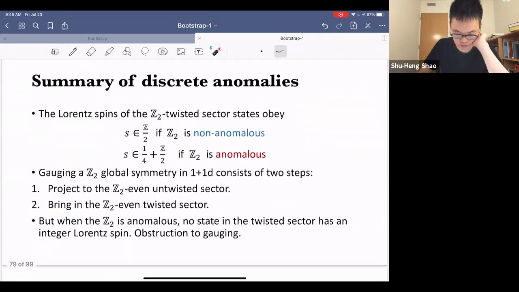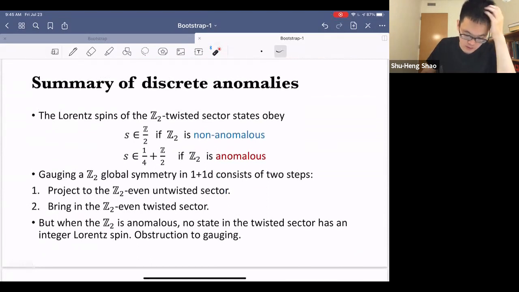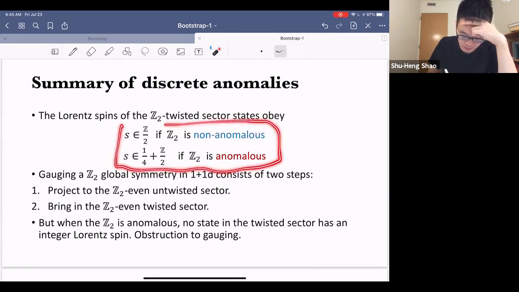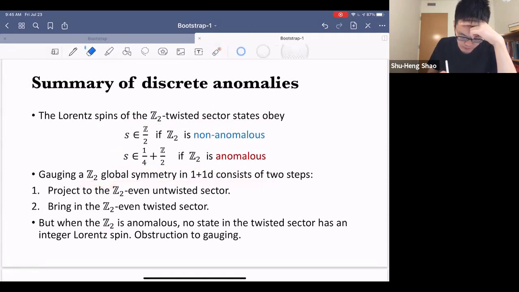All right, so that concludes the discussion of the Z2 anomaly. Let me just quickly summarize. The Lorentz spins of the twisted sector states in 1+1D can be shown to generally obey this spin selection rule. And recall that gauging a Z2 symmetry in 1+1D consists of two steps. Importantly, the second step is to promote some of the twisted sector states to local operators. But when Z2 is anomalous, namely in this case, there's no twisted sector state having integer spin, and this is an obstruction to gauging.